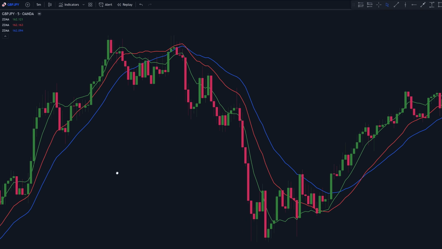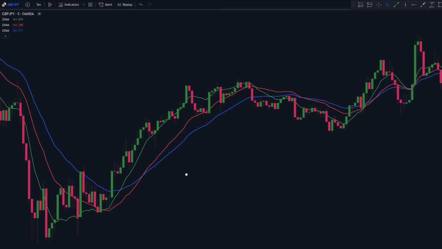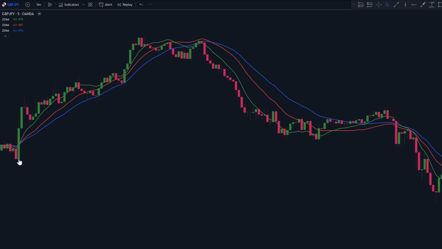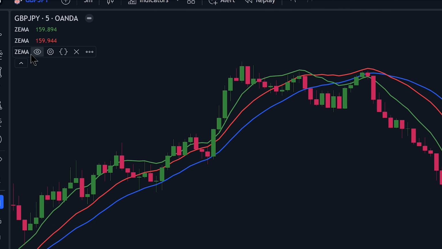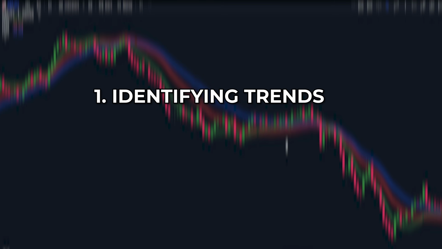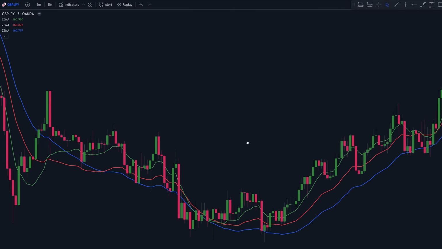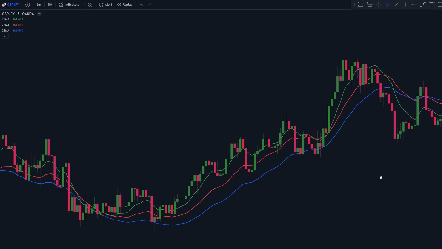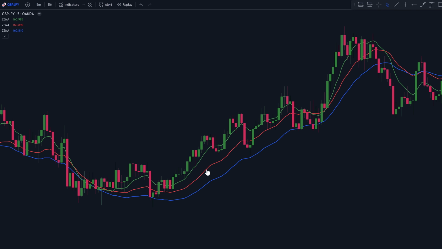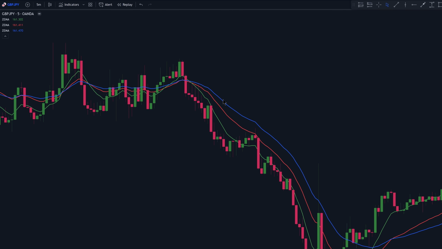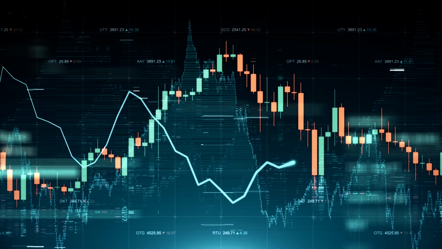Now, looking at this setup, you'll notice that it's very similar to another indicator called the Williams Alligator, which I did a video about a few weeks ago. We're going to be using the ZEMA. Well, I'm just going to be calling it the ZEMA. We're going to be using them to identify trends in the market as well as for identifying buy and sell entry signals. For a bullish trend, the ZEMAs should be aligned in such a way that the blue one is at the bottom, the red one in the center, and the green one at the top. For a bearish trend, the blue one should be at the top, the red one remains in the center, and the green one should be at the bottom. So how do we trade using this strategy?